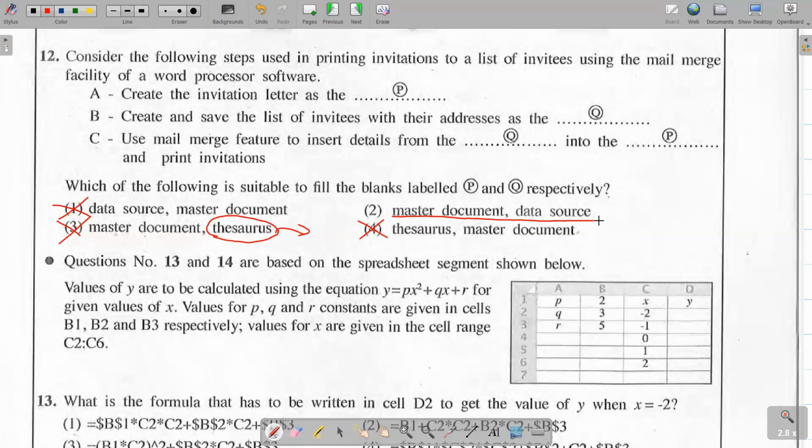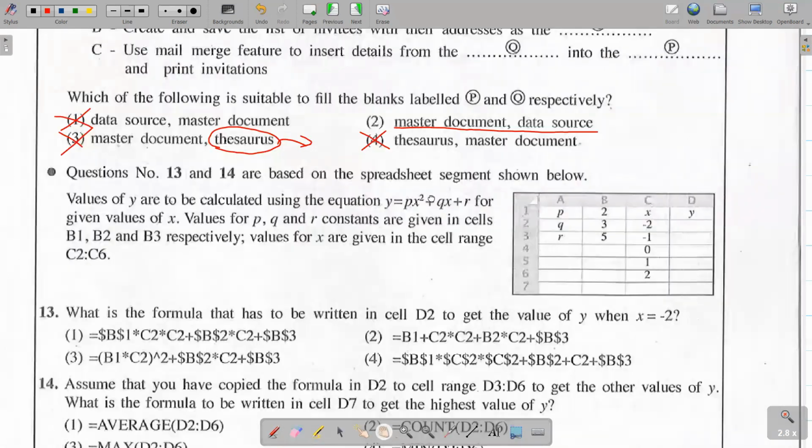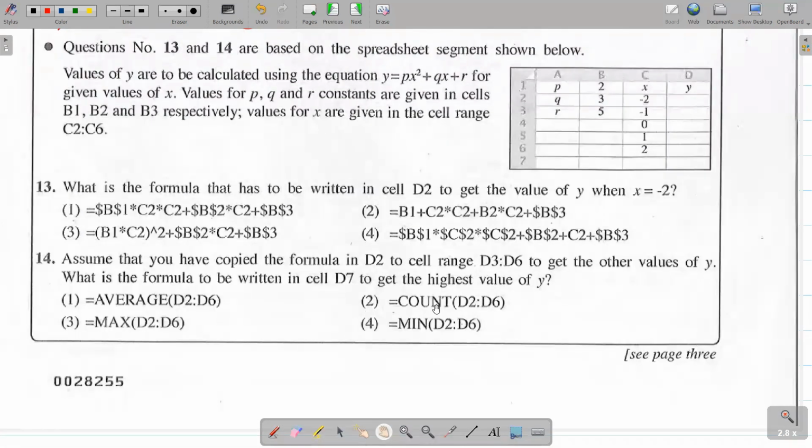It's the 13th one. So the 13th one is talking about an Excel question. So it says, what is the formula that has to be written in cell D2 to get the value of y when x is minus 2? The value of y is to be calculated using the equation y equal px square plus qx plus r for given value of x. Values for the P, Q, and R constants are given in cell B1, B2, and B3 respectively. Values for X are given in the cell range C2 to C6, right?